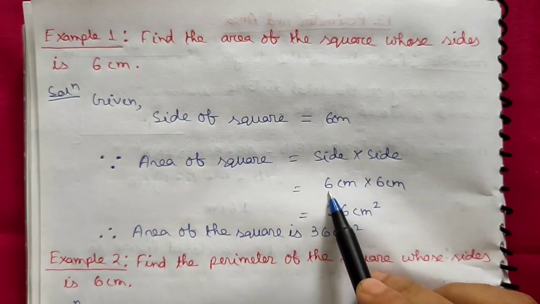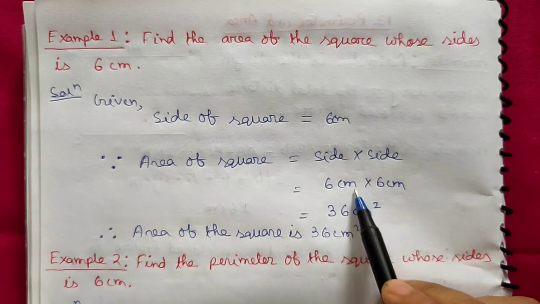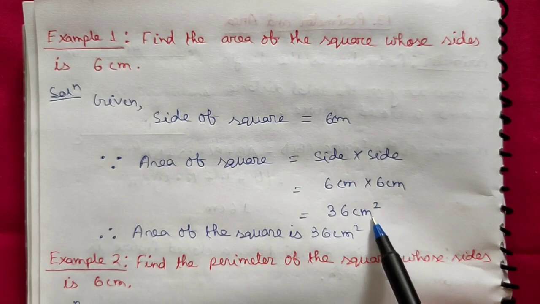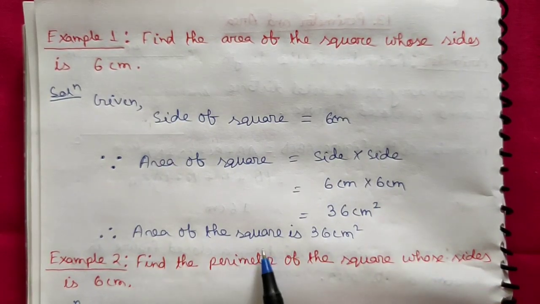Now, 6 into 6 is how much? 36. Centimeter into centimeter is how much? Centimeter square. Therefore, the area of the square is 36 centimeter square.